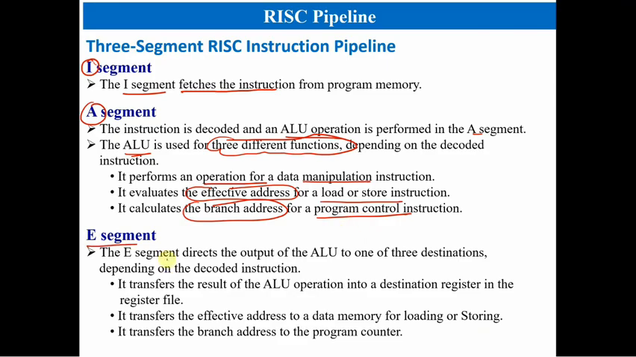And the E segment directs the output of the ALU to one of three destinations depending on the decoded instruction. It transfers the result of the ALU operation into the destination register in the case of data manipulation instructions. It transfers the effective address to a data memory for loading or storing in the case of data transfer instructions, and transfers the branch address to the program counter in the case of branch instructions.